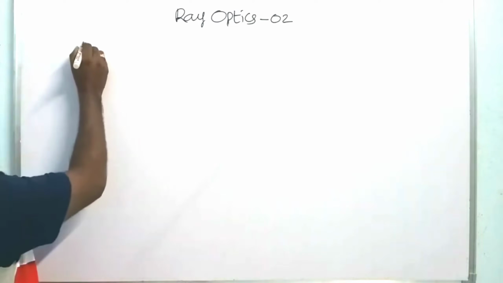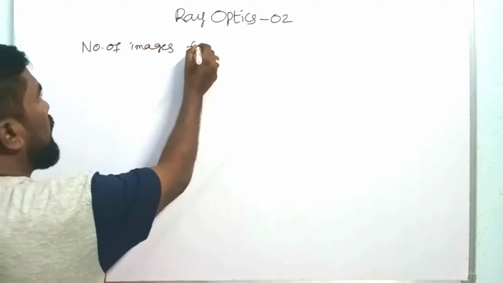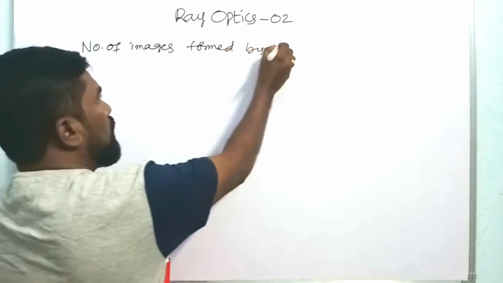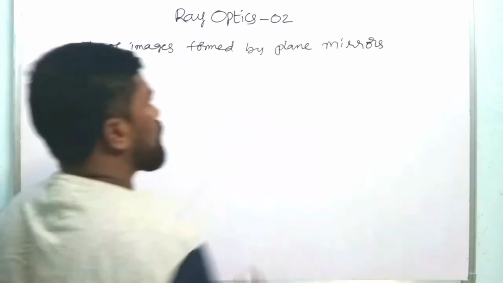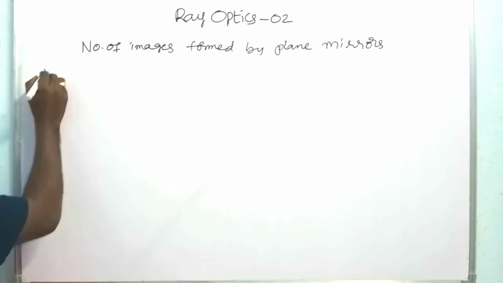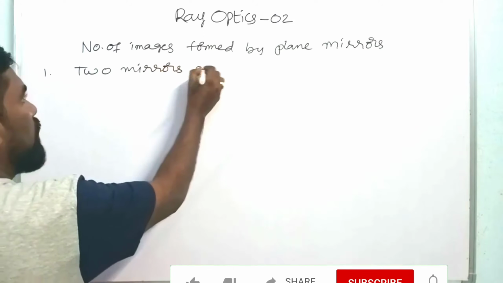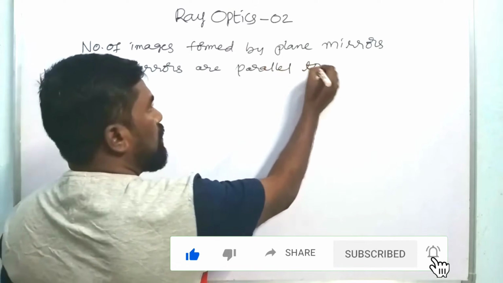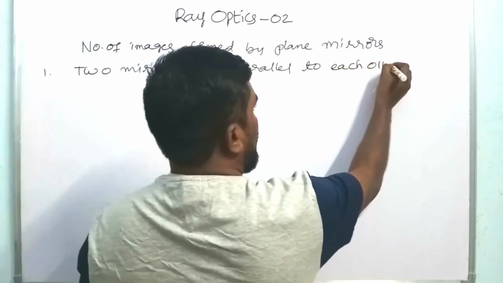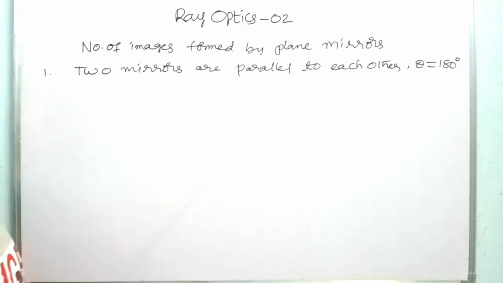Okay, let us start our topic. Number of images formed by plane mirrors. The first case is when the two mirrors are perpendicular to each other or parallel to each other. First you have to see parallel to each other. Then theta is equal to 180 degrees.